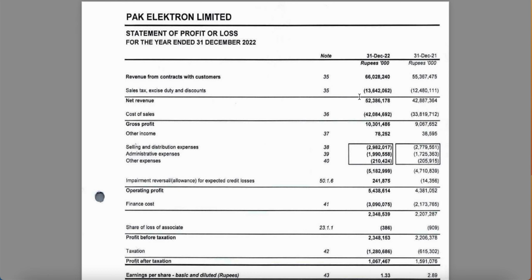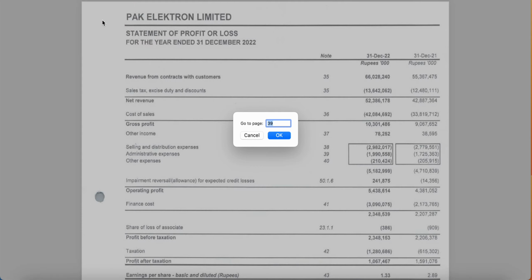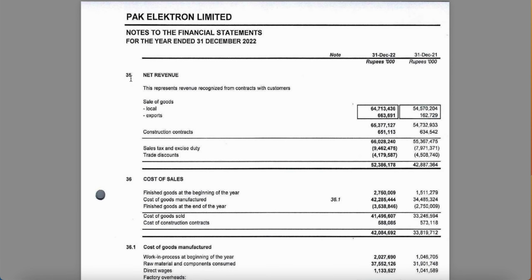Now let's see what note number 35 will tell us. What is the total breakup of this? We'll go to their page number 83. Note number 35, this is notes to accounts of Park Electronic Limited. This represents revenue: sale of goods, local sales 64 million, exports 6,63,000. So basically, both of these together make, and then construction contracts. So their total sales is 66 million, and their sales tax and excise duty is 9 million, and the trade discount.